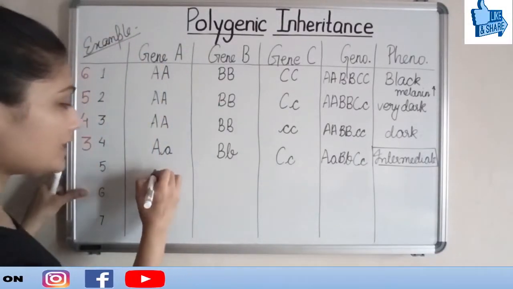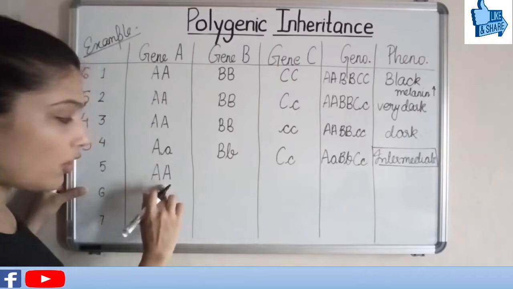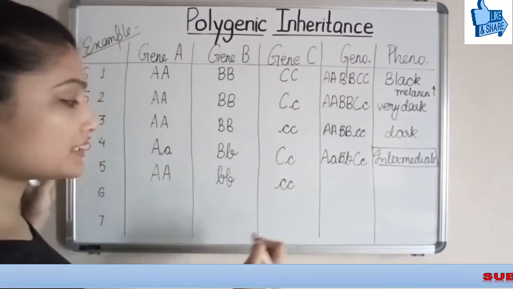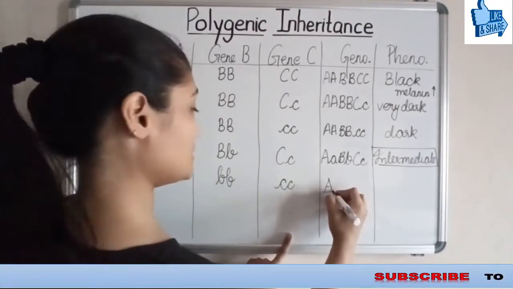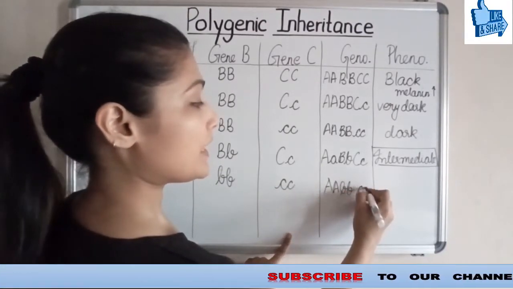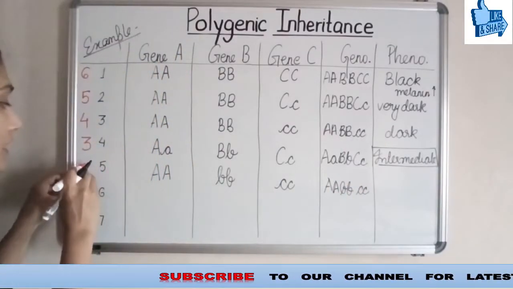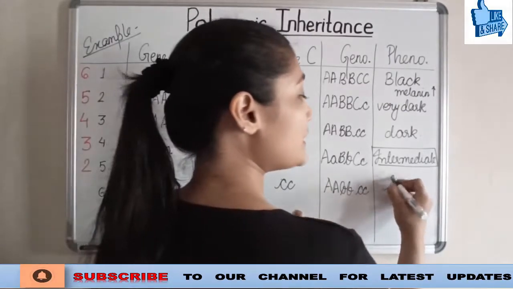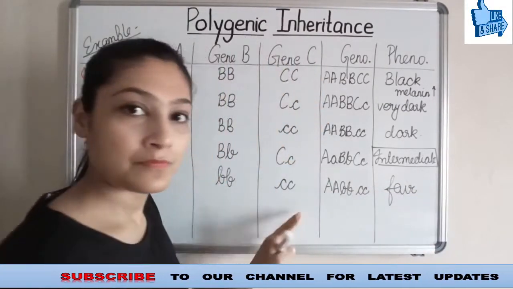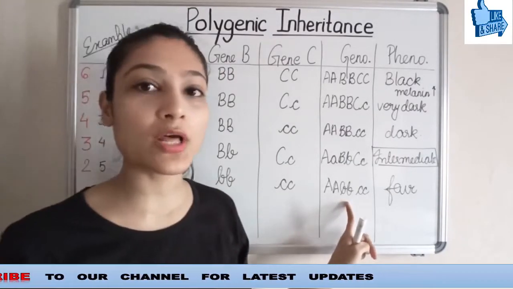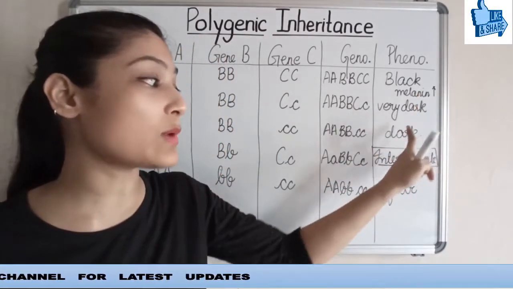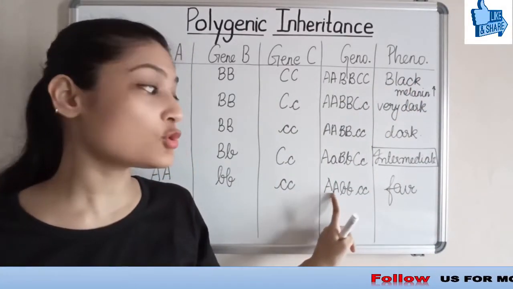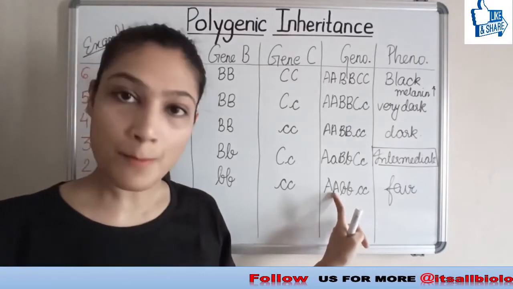Next case could be, say, these all are dominant, this is recessive and this is recessive. So the possibility could be like this. How many dominants are there? 2. So the person now is going to be fair. Clear? Because the melanin production has decreased, which is why we are moving from this range to this range. There is going to be only 2 genes which are going to be producing melanin.